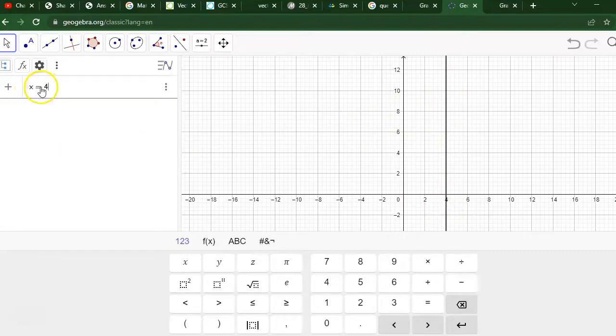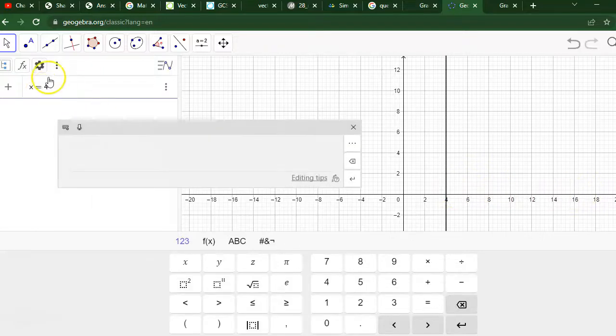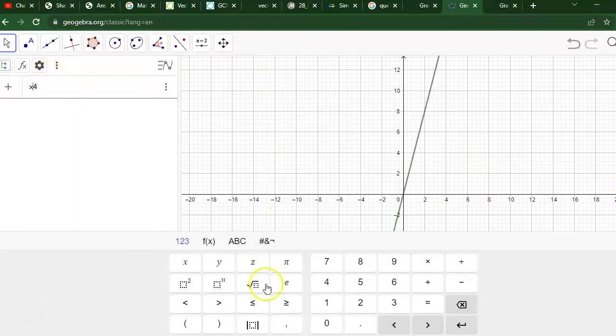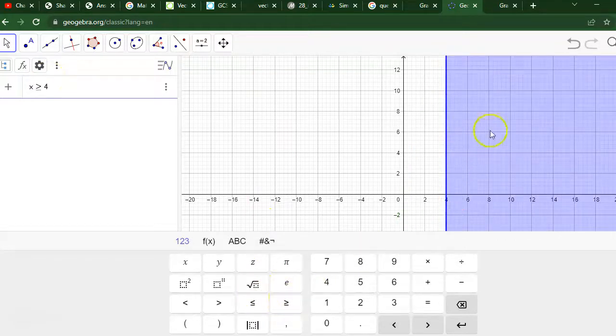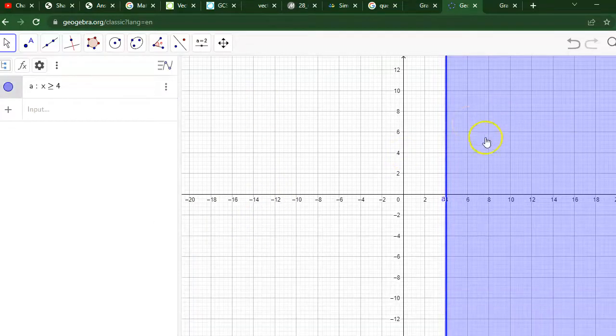Now if I make it an inequality, you can see that all these points are greater than 4. So if I change it into x is greater than or equal to 4, this one is showing the true area, this area, not the other one. So we have to shade this out, and this is the area. It is showing the needed area, so all the area in blue color is greater than 4.